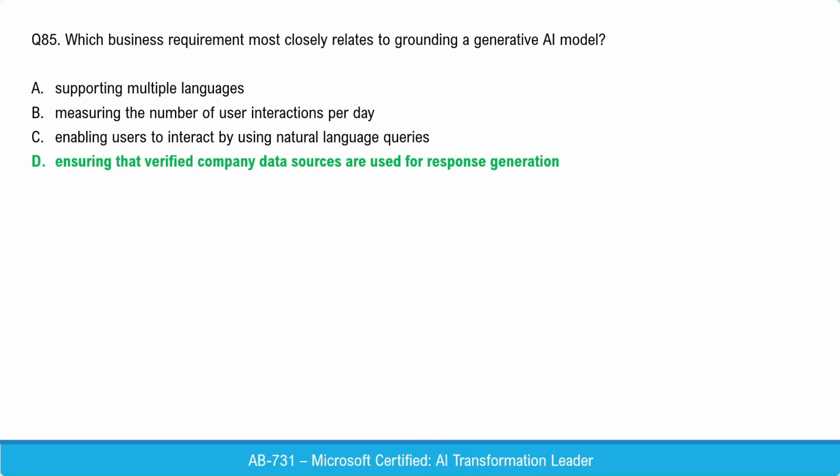Now, looking at option D, it directly reflects this concept because it focuses on using verified company data sources. The other options do not relate to grounding. Option A is about multilingual support, option B is about usage metrics, and option C is about user interaction. That's why the correct answer is option D.